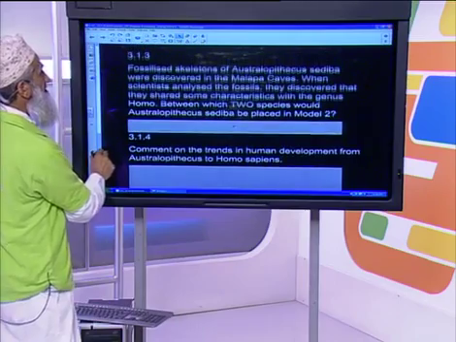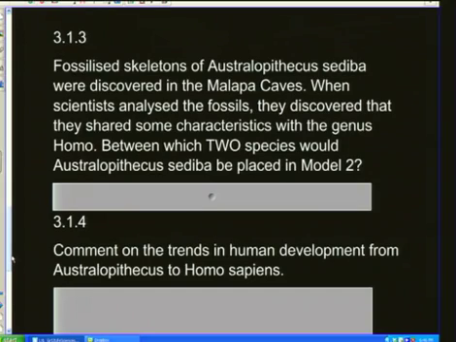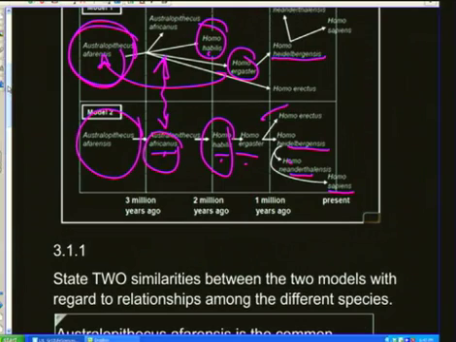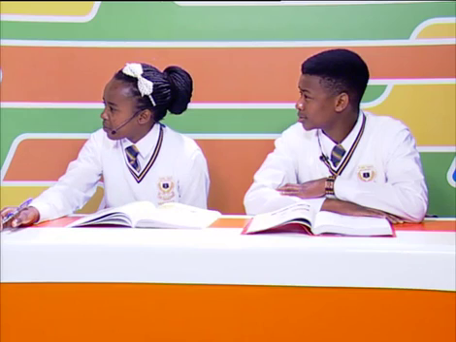Good. Fossilized skeletons of Australopithecus sediba were discovered in the Malapa caves. When scientists analyzed the fossils, they discovered that they shared some characteristics with the genus Homo. Between which two species would Australopithecus sediba be placed in Model 2? They're saying that they share some characteristics with Homo sapiens. So between which two are they going to form here? Homo erectus and Homo sapiens.